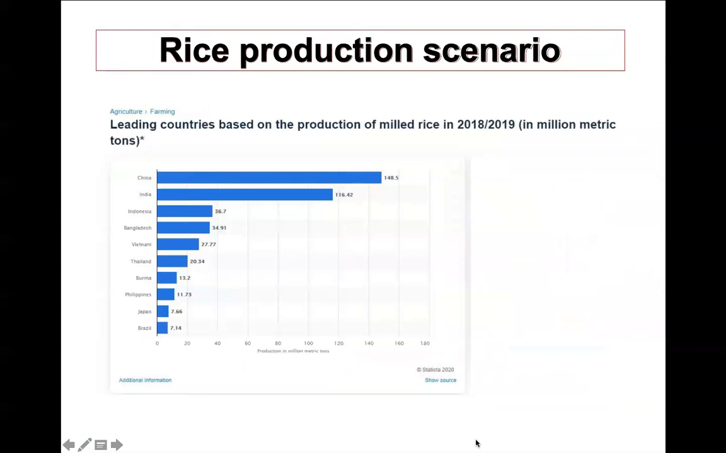Coming to the rice production scenario, China holds the first position with 148 million metric tons of production. This is the 2019 data. And India holds second position. If we do proper management of the crop as well as post-harvest management of paddy, we can surpass China.